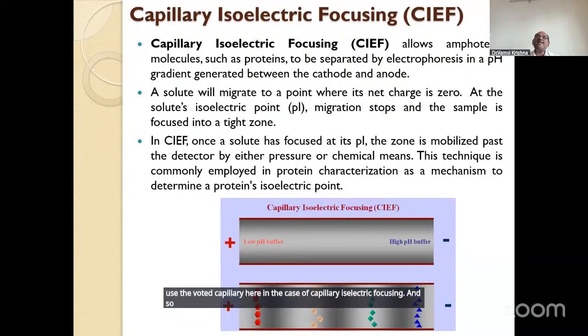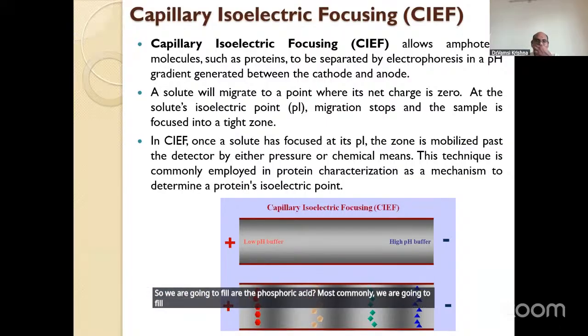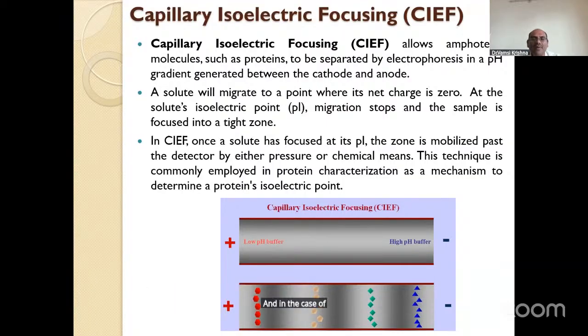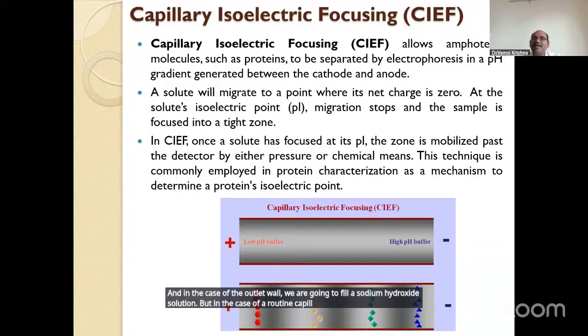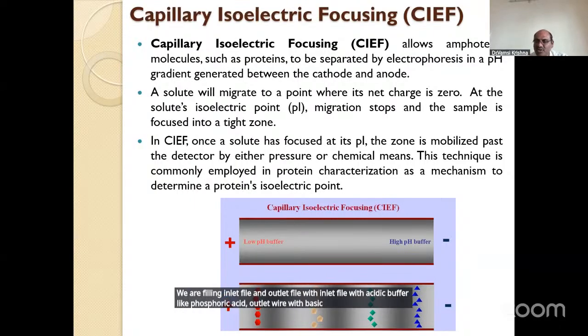In the inlet vial, we are going to fill orthophosphoric acid, most commonly phosphoric acid. And in the outlet vial, we are going to fill a sodium hydroxide solution. But in routine capillary electrophoresis, the inlet vial and outlet vial are filled with the same buffer solution. In capillary isoelectric focusing, the inlet vial is filled with an acidic buffer like phosphoric acid and the outlet vial with a basic buffer, that is sodium hydroxide solution. We fill these, and then we add ampholytes.